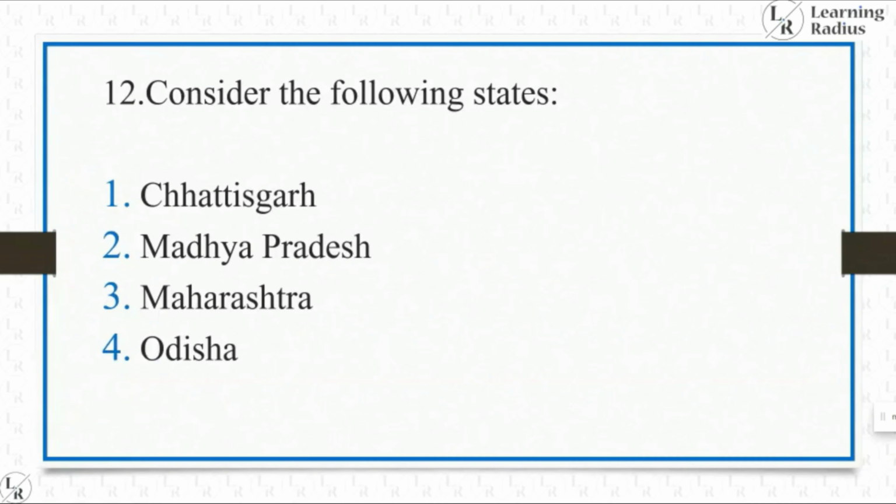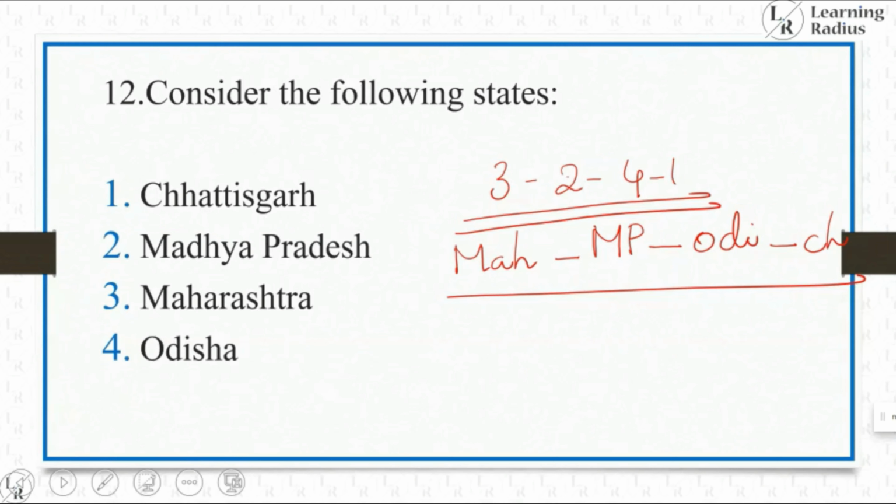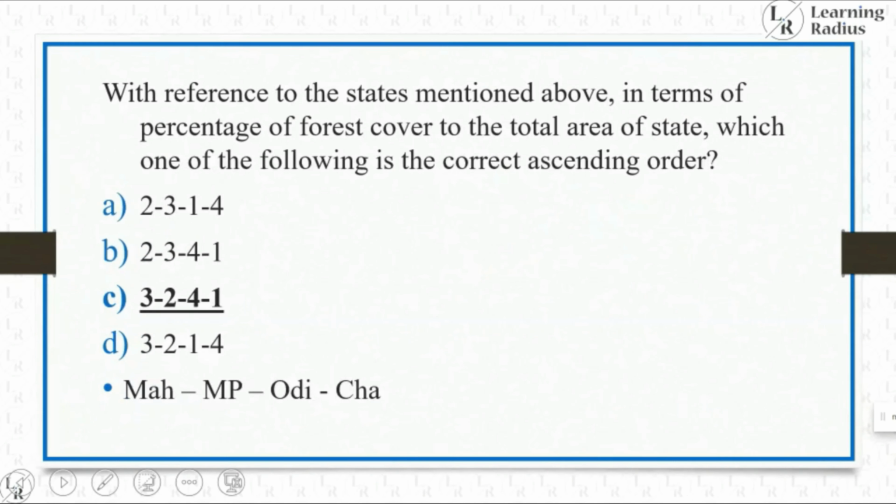So here, consider the following statement. The question as it is: Chhattisgarh, Madhya Pradesh, Maharashtra and Odisha. With reference to the states mentioned above, in terms of percentage of forest cover to the total area of the state, which one of the following is the correct ascending order? Ascending order is first Maharashtra, then Madhya Pradesh, then Odisha, then Chhattisgarh. So it is 3, 2, 4 and 1. So here the answer is 3, 2, 4 and 1, that is Maharashtra, Madhya Pradesh, Odisha and Chhattisgarh.